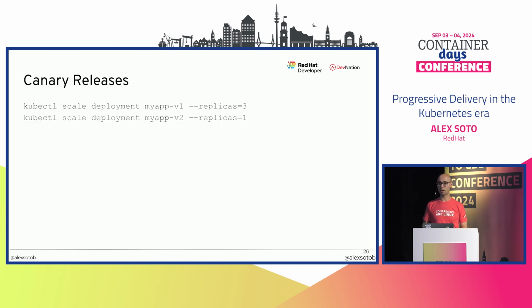But how can I do a canary release? Oh yeah, I can do this, right? I can just say, hey, I want to send 75% of the traffic to v1 and 25% of the traffic to v2. So I'm just going to do kubectl scale to replicas 3 and kubectl scale to replicas 1. And yeah, okay. Yeah, it works. But probably this is not what you are expecting.